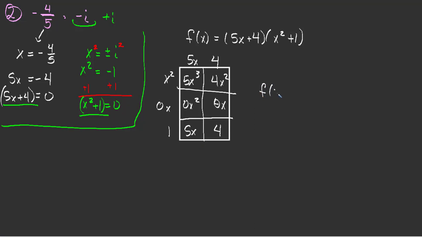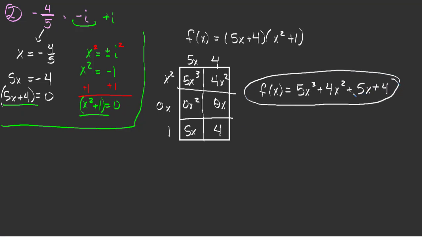And so f of x is equal to that 5x cubed. Well, my x squareds is 0 plus 4, so 4x squared. 0 plus 5, positive 5x, and a positive 4. So that's my final answer for the homework tonight. So the first couple are pretty simple.